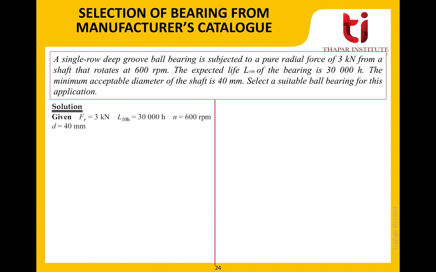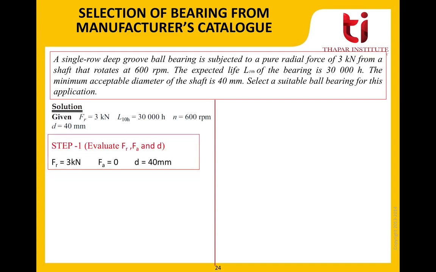The rated life in hours is 30,000 hours. The shaft rotational speed is 600 rpm and the shaft diameter is 40 mm. Now, going by the sequential 7 steps that we discussed in the last 2 slides, step 1 is to evaluate radial load, axial load, and the shaft diameter, which are all already provided to us in the question. So Fr is 3 kN, Fa, the axial force, is 0, and the shaft diameter is 40 mm.